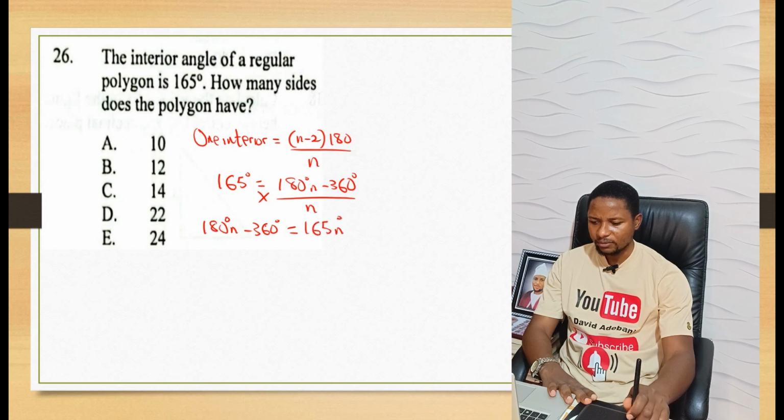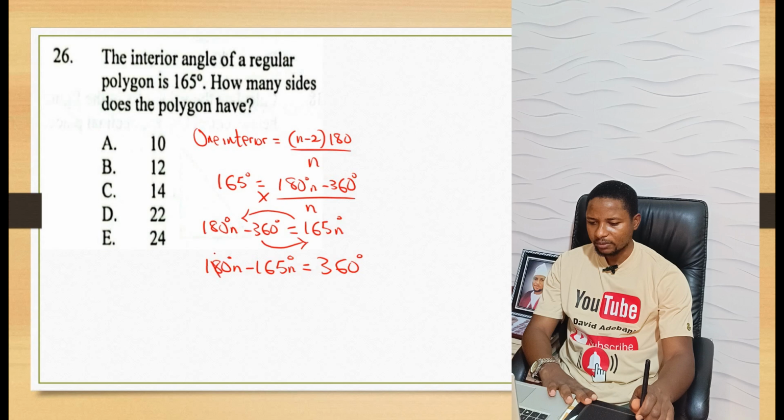Now you can rearrange. 165n will go to the side, 360 on the other side. So you have 180 degrees n minus 165n. Why is it minus? Because any sign that crosses the equal sign will change. So the negative 360 will turn to a positive 360 degrees. And you subtract, borrow 1 from here. 10 minus 5 is 5. 7 minus 6 is 1. And that is it. So you have 15n degrees equal to 360. So the last step, you divide by 15 by 15.